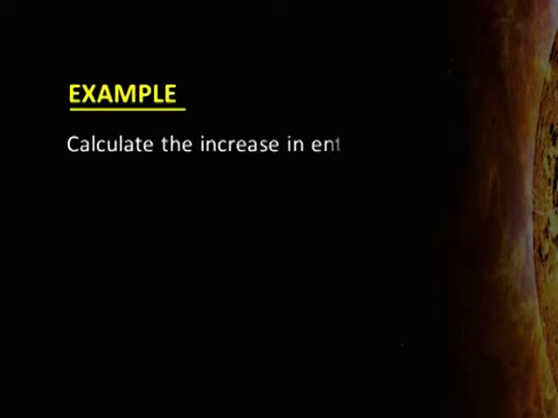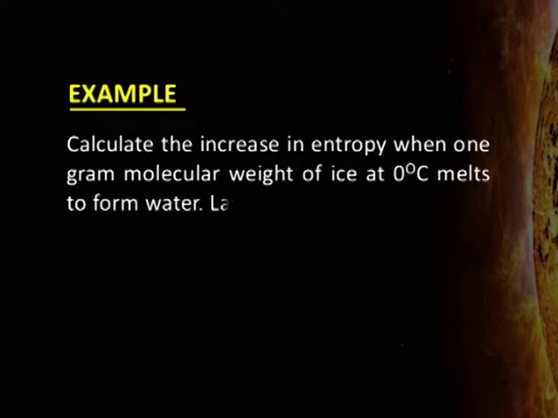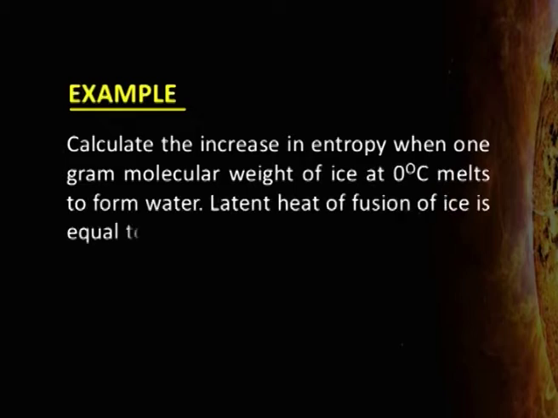Calculate the increase in entropy when 1 gram molecular weight of ice at 0 degrees Celsius melts to form water. Latent heat of fusion of ice is equal to 80 calories per gram. You may note that latent heat is given per gram and you have to calculate this heat for 1 mole of water. Therefore, multiply this latent heat with molecular mass of water, that is 18.